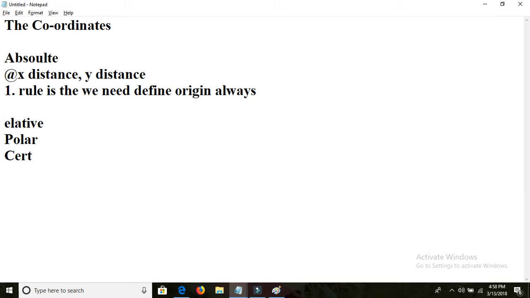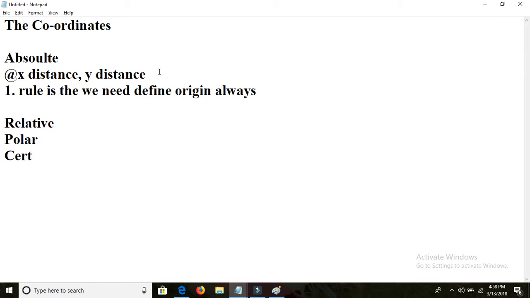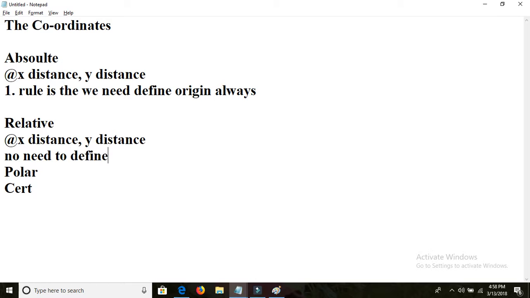Okay, now coming to relative here. See friend, relative is not much different from absolute, but there is only one thing. The relative syntax is the same syntax we use in absolute. Okay, so now let us see here. The rule is that there is no need to define the origin.